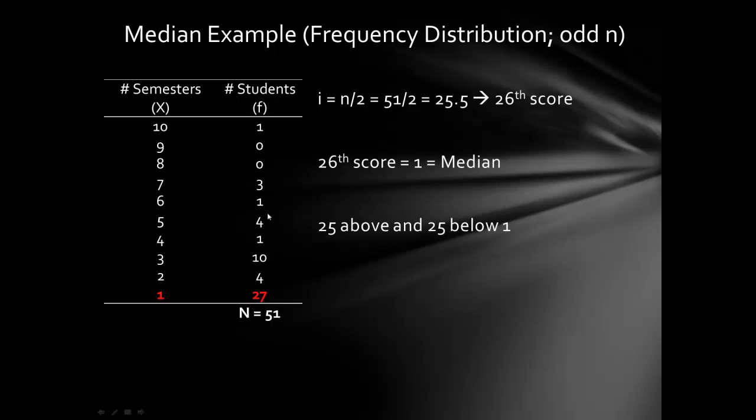Or I usually, if I'm using a frequency distribution table, I start at the end that has the highest frequency. So right here, you can see that the first 27 scores are a 1, if they're placed in numeric order. So the 26th score is a 1. No matter which way you go about finding it, you will see that the median is 1. There's 25 above and 25 below a score of 1.